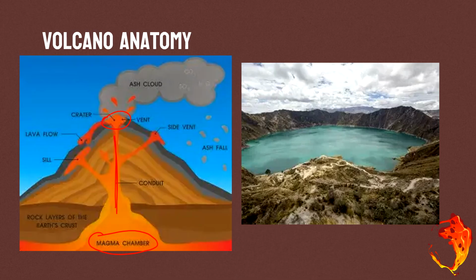And then it flows out into a vent right here at the top. And then there are things like a side vent. Some volcanoes have a side vent where magma goes a different route out of the volcano.